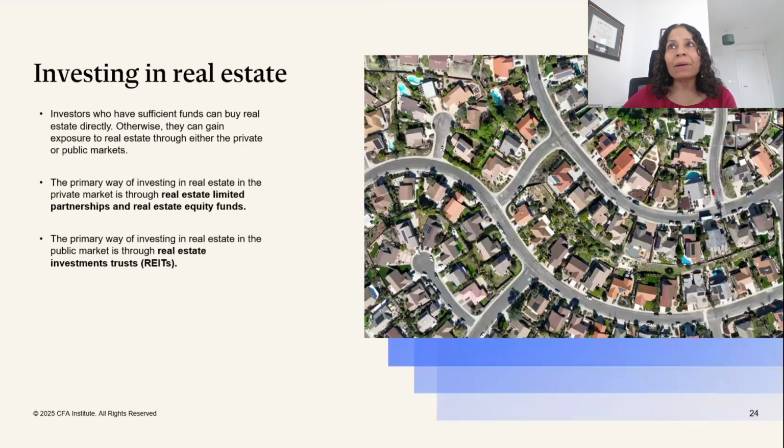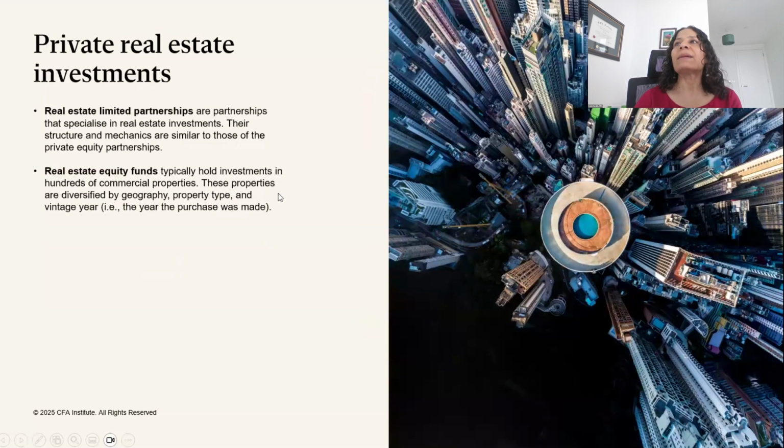Let's look at how investors can invest in real estate. There are two ways to invest: directly or through public or private markets. Private markets, there are two ways to invest. There are real estate limited partnerships, and there is real estate equity fund. What's a real estate limited partnership? These are partnerships that specialize in real estate investments. Now, we'll draw a parallel here to what we just learned in private equity, because the structure and mechanics of real estate limited partnerships are similar to those of the private equity partnerships.